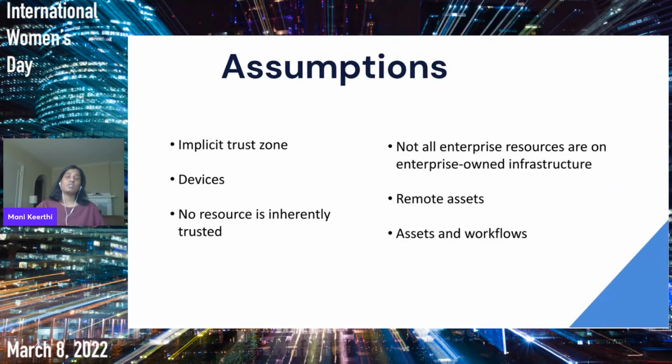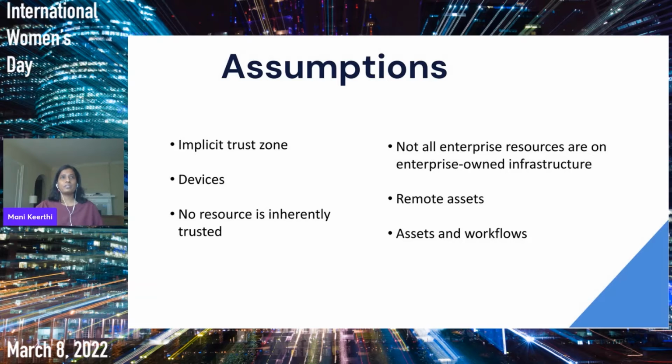Some of these assumptions apply to the enterprise network and some apply to non-enterprise ones. Example, devices connecting to non-enterprise ones. Example, public Wi-Fi, any kind of public cloud providers. So these assumptions are used to direct the formation of zero trust architecture.